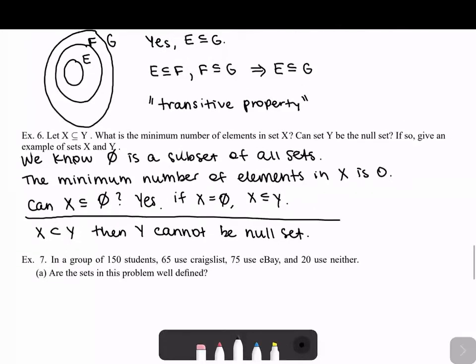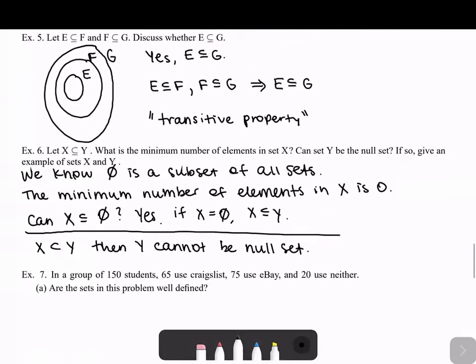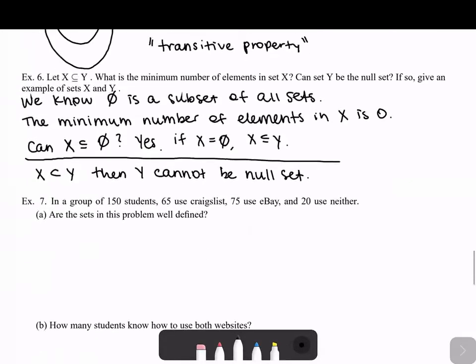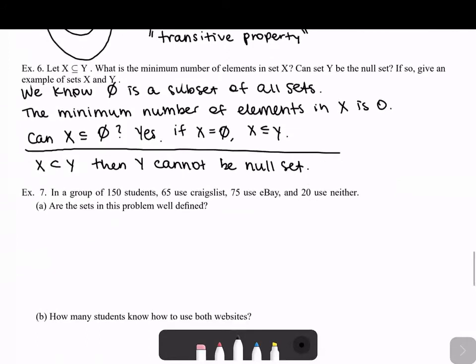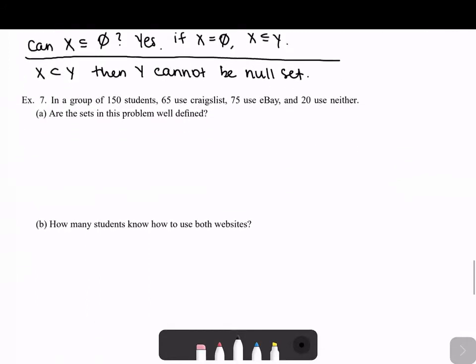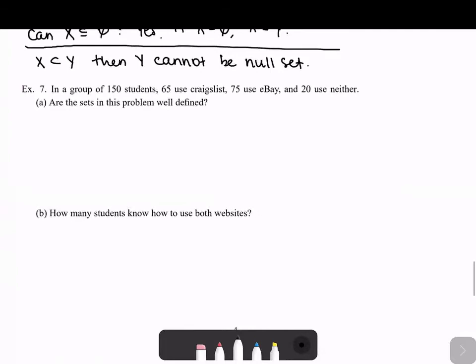Okay, so now we're transitioning from these theoretical abstract type questions to actually using sets to solve a word problem. We're looking at a group of 150 students, and we know that 65 of them use Craigslist, 75 of them use eBay, and 25 don't use either.